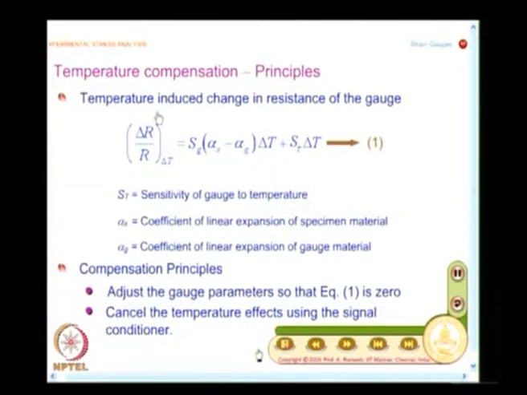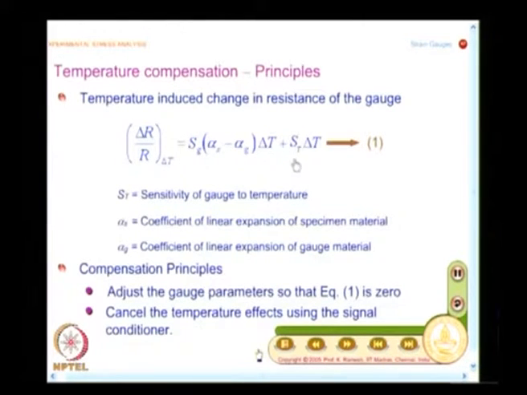And when I look at what happens to the strain gauge for a change in temperature, the delta R by R as a function of temperature change, delta T, is related to Sg into (alpha S minus alpha G) into delta T. So, the first term comes from differential thermal expansion of the specimen and the gauge. This causes a strain to be introduced, that is why I have Sg here, and whatever the strain introduced is a function of change in temperature.